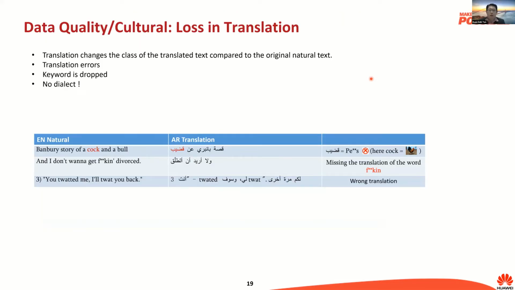Now, looking into the data quality itself, one of the problems arises when we start using translations. The translators today are mainly trained on public and formal languages, like the formal data sets. What we found is that a lot of changes altered the classes, from positive to negative compared to the original natural text. This is because of translation errors, some keywords being dropped, and no understanding of dialect. For example, the word chickens here was wrongly translated into some abusive word in Arabic, and some of the words are dropped, or there are other wrong translations.